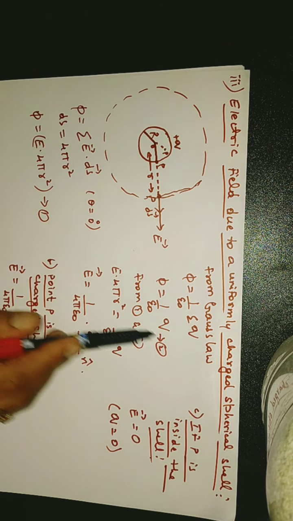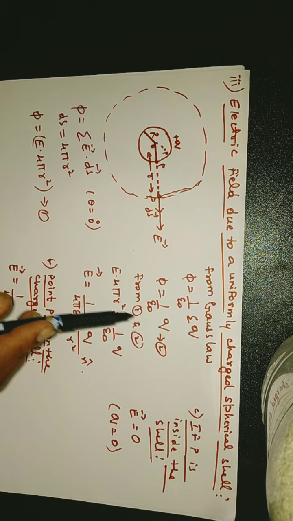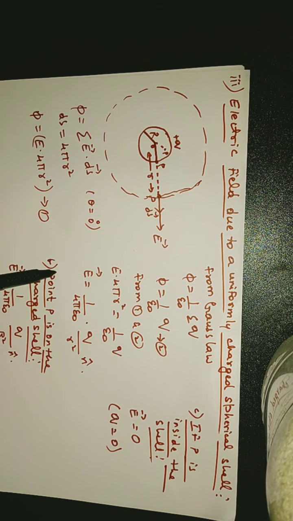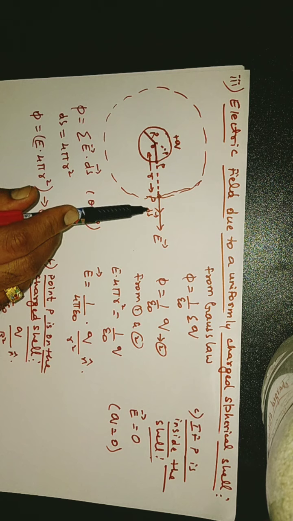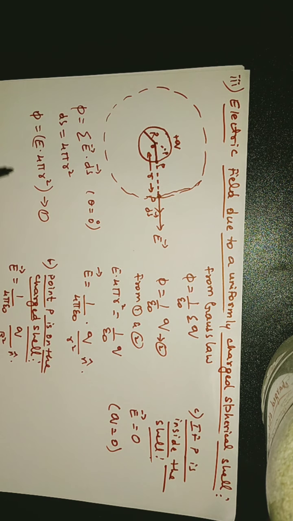So from these two equations we can equate RHS. E into 4 pi r square is 1 by epsilon naught times q. So E is 1 by 4 pi epsilon naught into q by r square into n cap. What is n cap? Unit vector in the direction of the electric field.